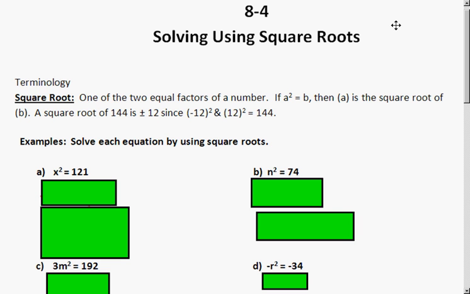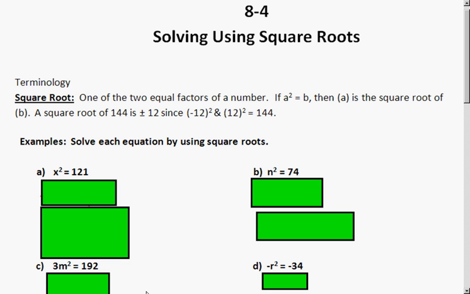Lesson 44, 8-4, solving using square roots. Square root is one of the two factors of a number. If a squared equals b, then a is the square root of b. The square root of 144 is plus or minus 12.